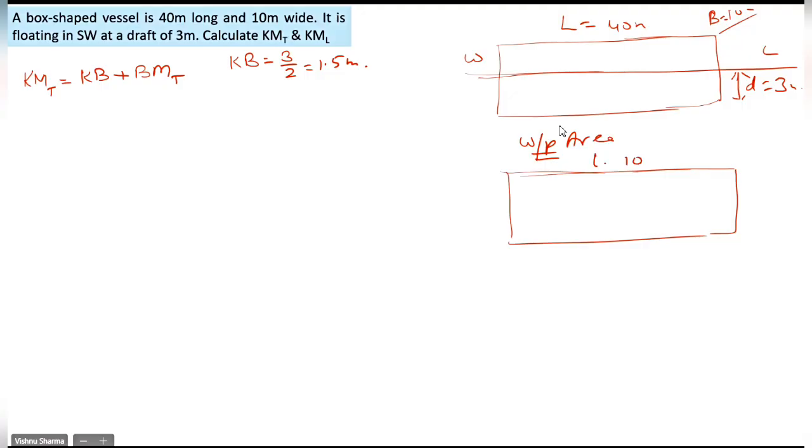This is 10 meters length. This is 20 meters breadth. Does everybody agree, beta? Yes, sir. In our first class, we learned where the geometric center of a rectangle is. It's the intersection of diagonals. What is the geometric center of a water plane called? Center of rotation. 20 meters center.